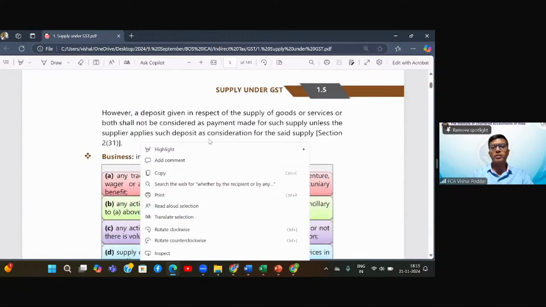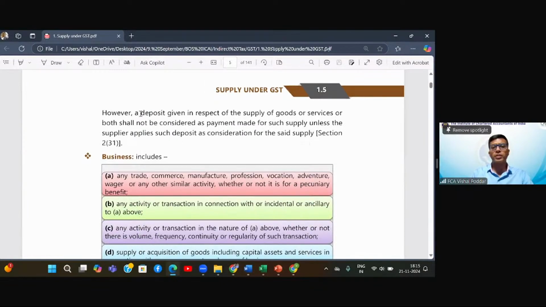And then the last part is where any security deposit is received. Security deposit is not a consideration. So security deposit is not regarded as consideration. Only where this security deposit is applied against a supply, only then it is a consideration. When you receive a security deposit, that is not a consideration.